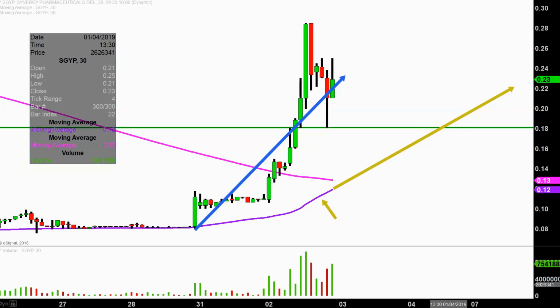How are you going to best visualize that? That is what's being represented. Again, staying above 18 cents, that would be great. But from the grand scheme of it all, as long as the price is above that purple line, the bulls 100% own the chart.